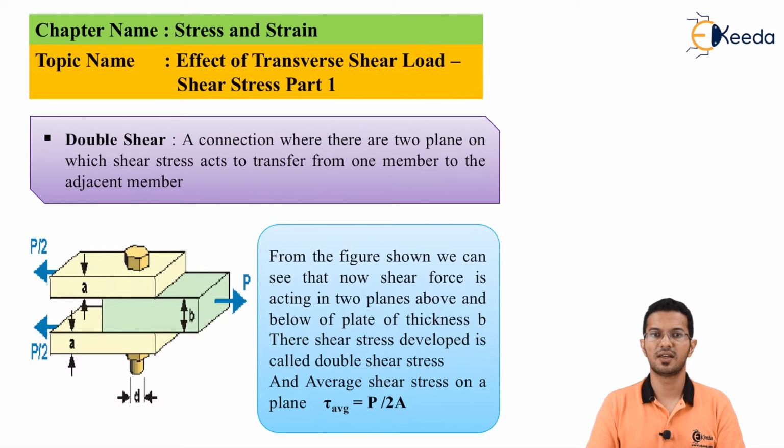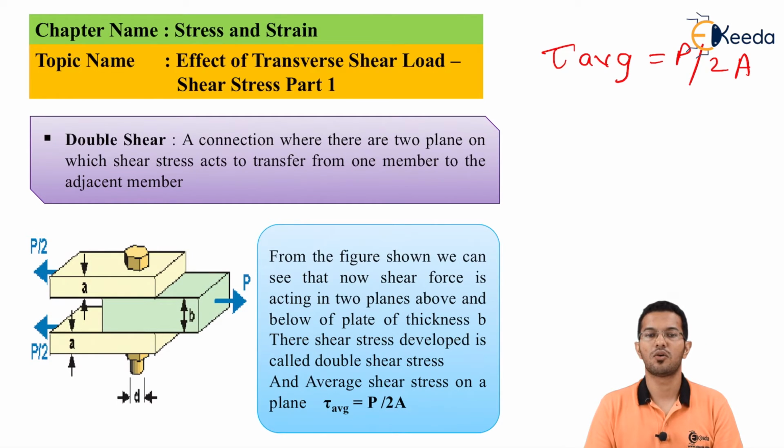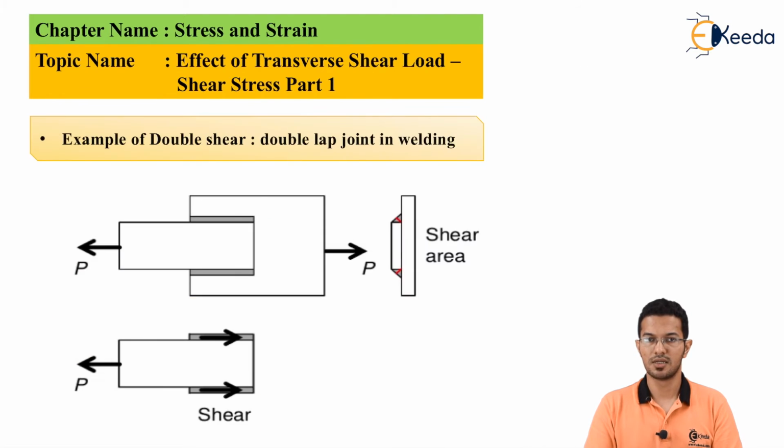From the figure shown, we can see that the shear force is acting in two planes above and below the plate which is having a thickness B. The shear stress developed is called double shear stress, and the average shear stress on a plane, tau average, is equal to P upon 2A. An example of double shear is the double lap joint in welding. This is showing us the example of a double lap joint in a welding.